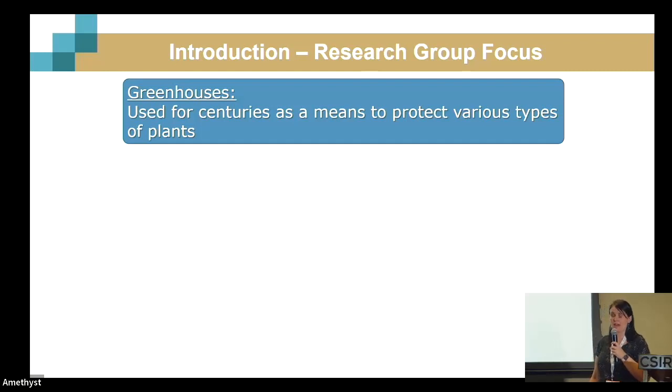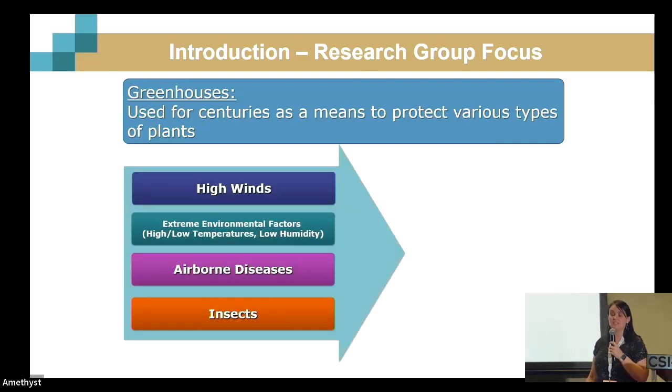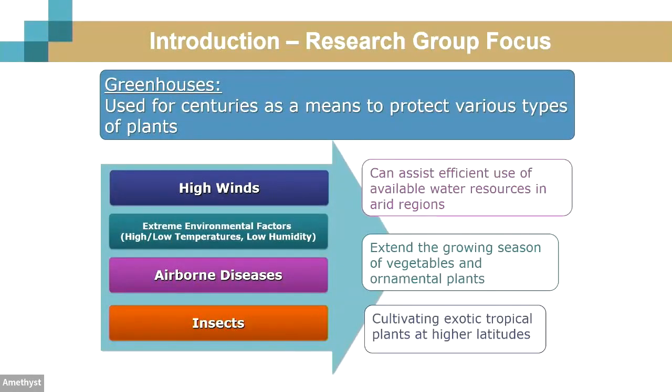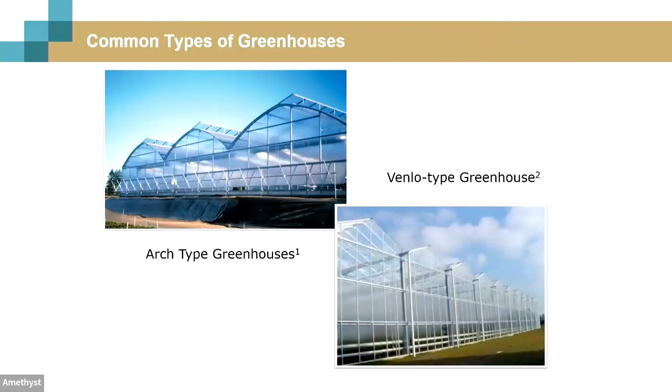So just to give you a brief background, greenhouses have been used for centuries as a means to protect various types of plants against high winds, extreme environmental factors, airborne diseases, and insects. They are also sometimes used to assist with the efficient use of available water resources, especially in arid regions. They are used to extend the growing season of vegetables and ornamental plants, and they're also used to cultivate exotic tropical plants at higher latitudes.